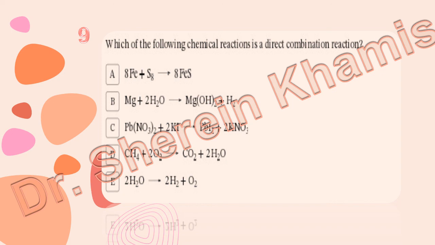Okay, the first one will be the right answer, letter A: 8 iron plus S8 sulfur as a gas gives 8 FeS. So it's the right answer, as we have a single, only one product from a direct combination reaction here. Okay, so it is the right answer. That was the last one of our questions today.